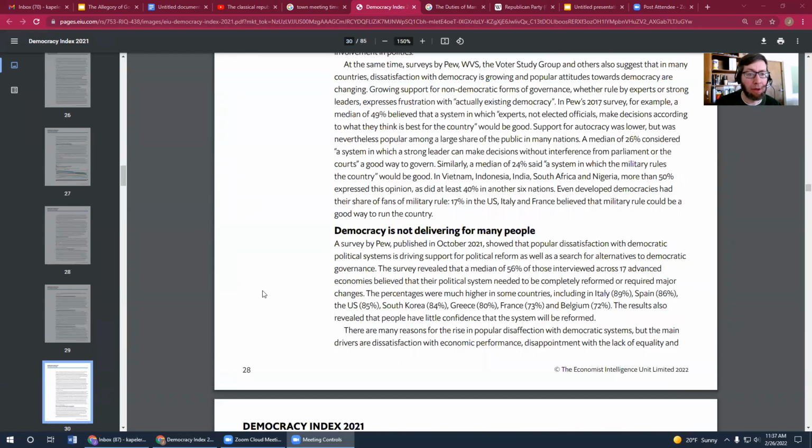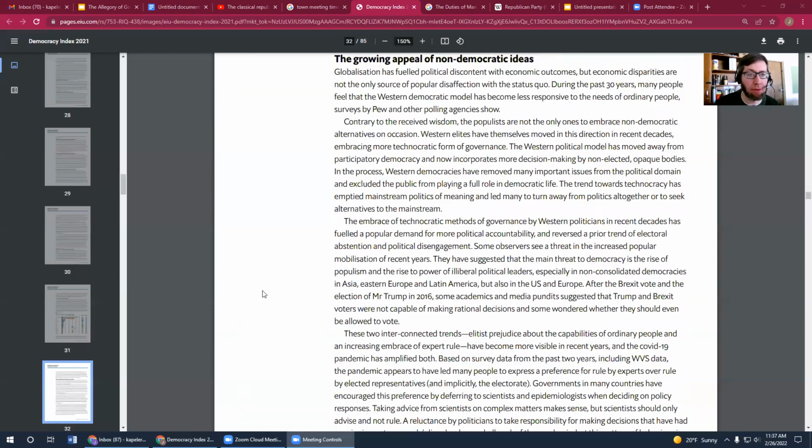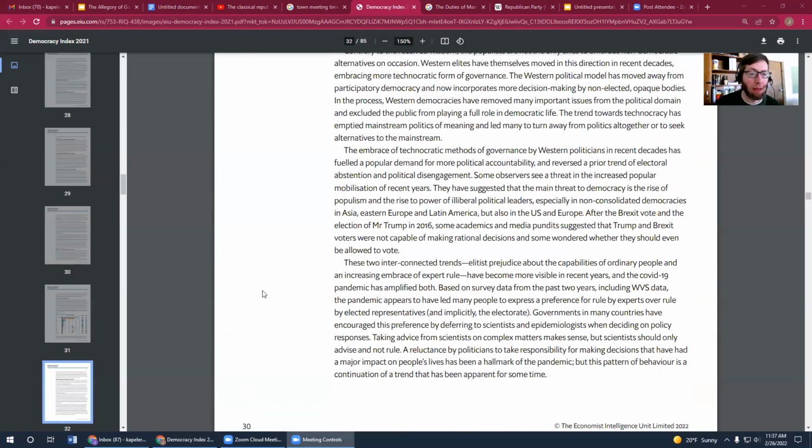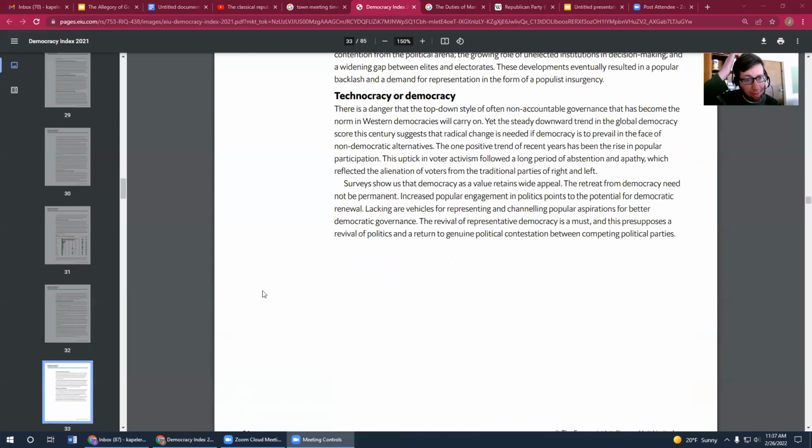Let's go on. Democracy is not delivering for many people. Economic drivers of discontent. So those are interesting. Growing appeal of non-democratic ideas. Crisis of confidence and of ideas. Technocracy or democracy. Okay, so technocracy means that people who are seen as experts get chosen somehow to go and run things, and that way the citizens don't really have to participate except every 2 to 4 years in elections, and they don't really have to do or think or debate anything. So that makes it easier for apathetic populations.